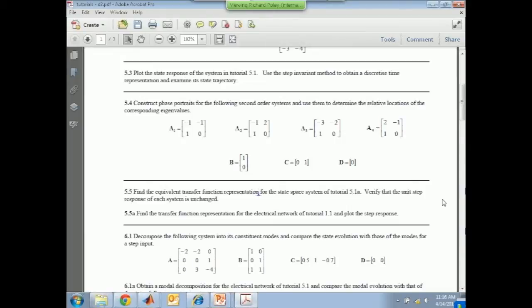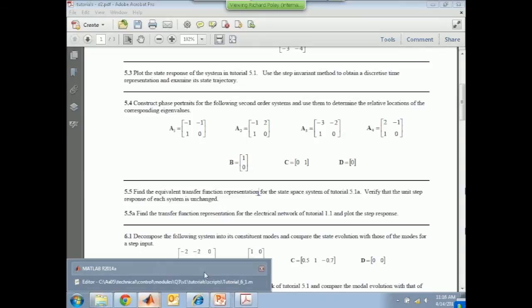And the transmission matrix, I'm sorry, is 0. It's got two elements in it because there are two inputs, and it has one row because there's one output. So let's decompose this into its constituent modes, and we'll see what happens.